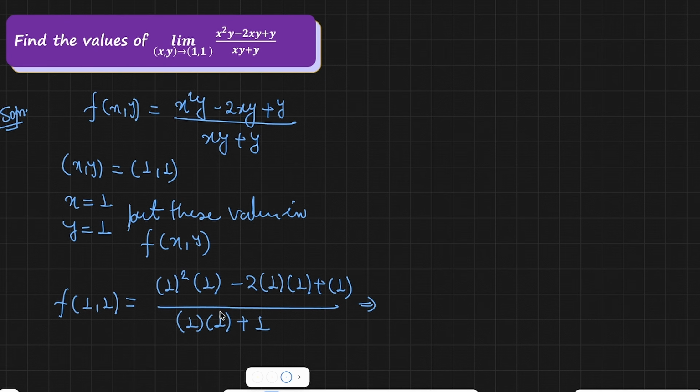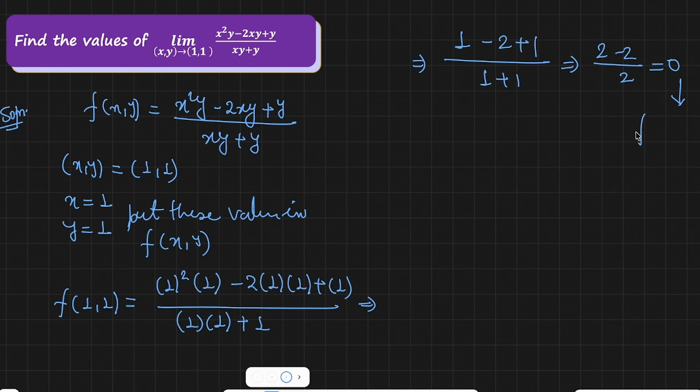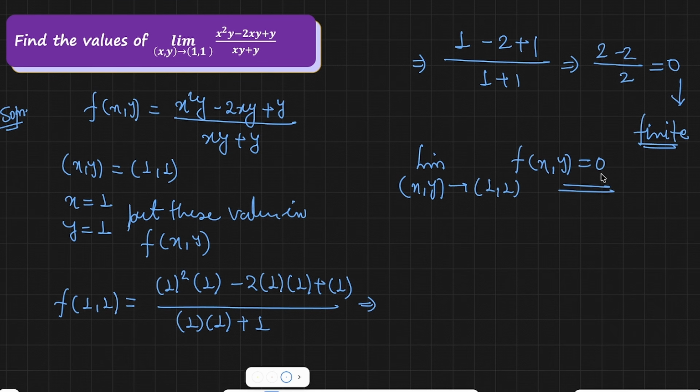Now when you solve this, you get 1 minus 2 plus 1 upon 1 plus 1, so it is 2 minus 2 upon 2, which is 0. It means it is finite, so it is not creating a problem. It is not giving you the indeterminate form. So simply, the answer is that the limit as x comma y tends to 1 comma 1 of your function is equal to 0. This is the simplest type of question you can get.